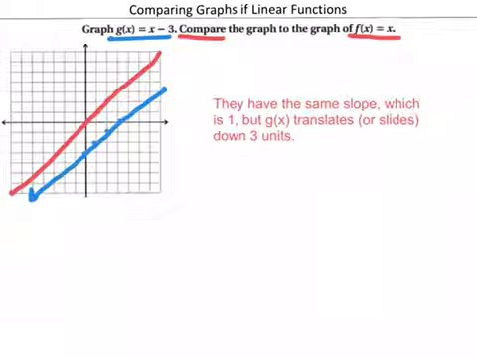Okay, so what this is saying is, hey, these are pretty similar graphs. However, all that happened with g of x that is different than the f of x function is that it translates, or it slid down 3 units. And that's it.